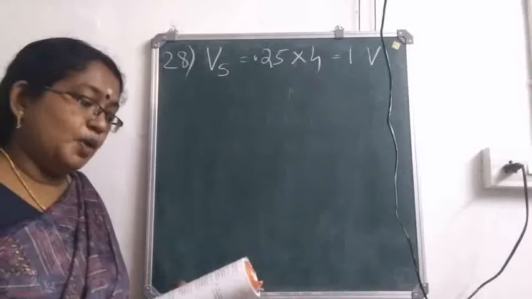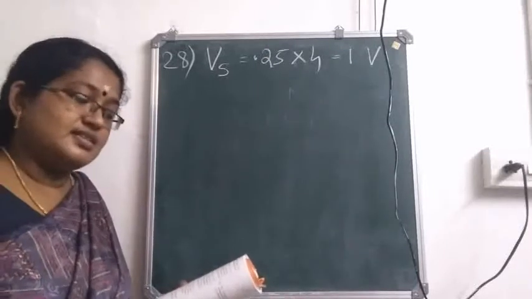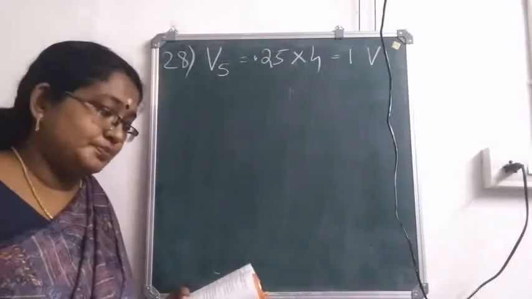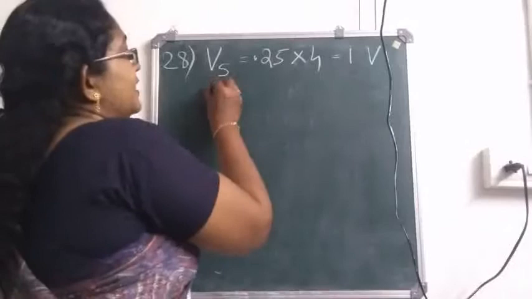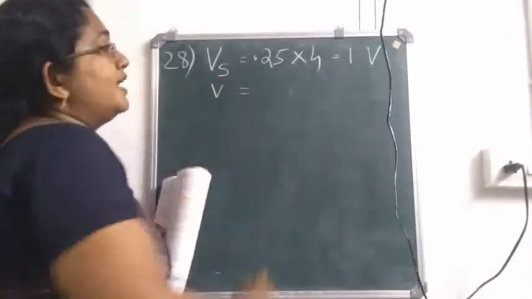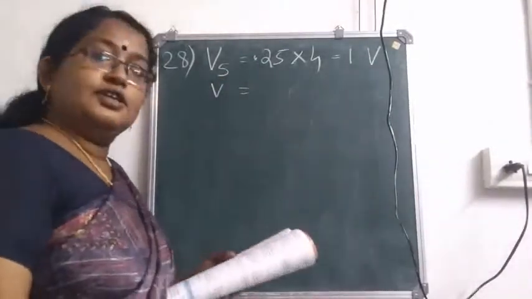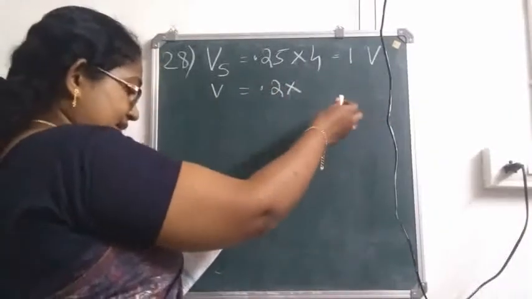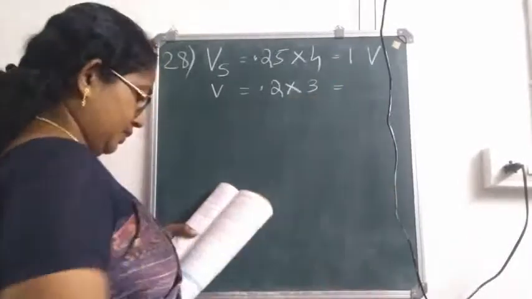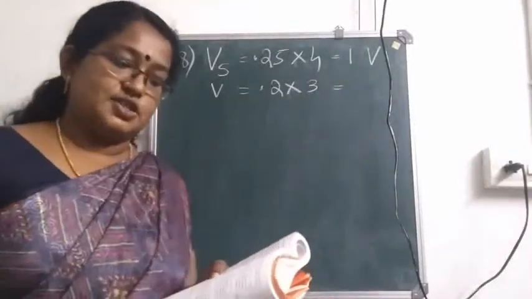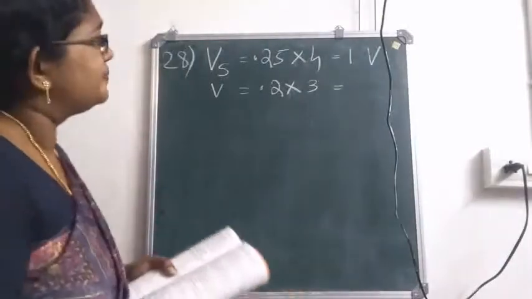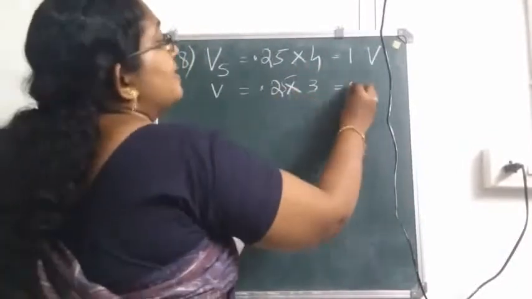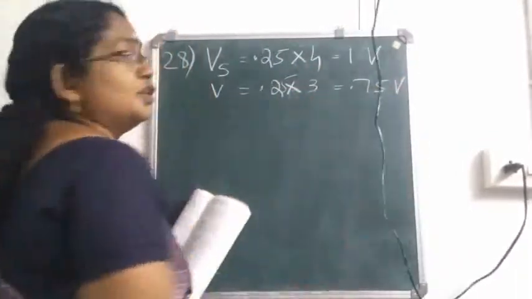Now the second one, potential difference across the internal resistance of the cell. So what is the name given for that potential difference across the internal resistance? It is the voltage drop, isn't it? So voltage drop is equal to I into small r. Our I is 0.25 and what about the small r? It is 3 ohm. So 3 ohm is written near the cell. So that is the internal resistance. 0.25 into 3 is equal to 0.75 volt.